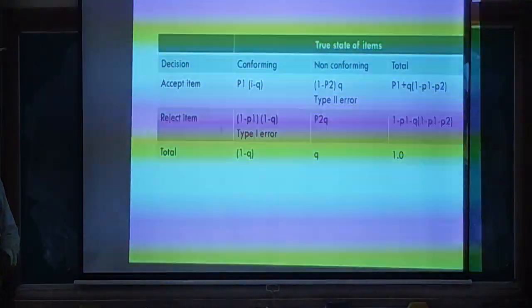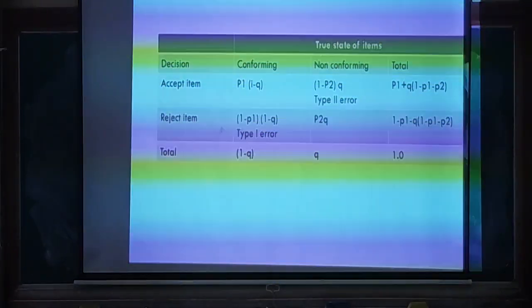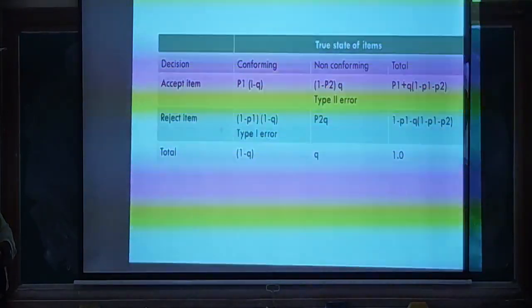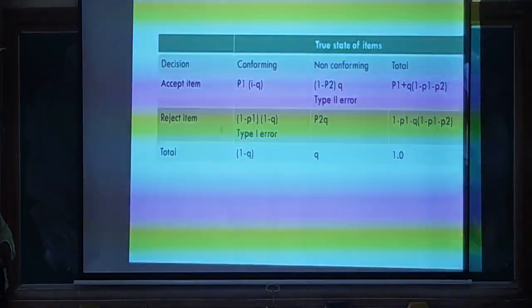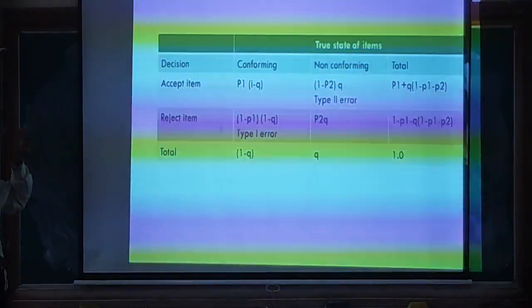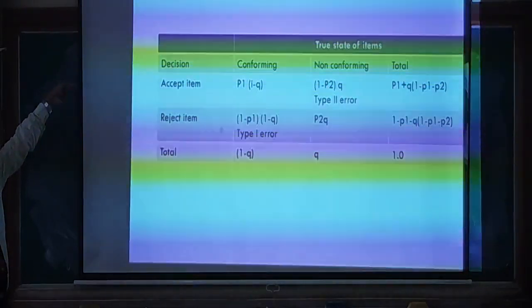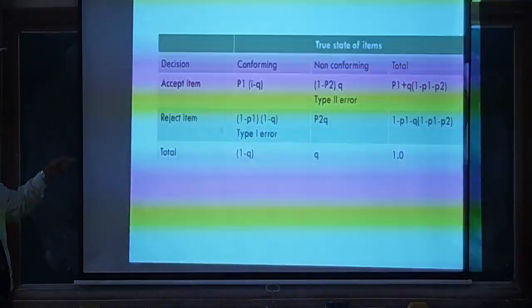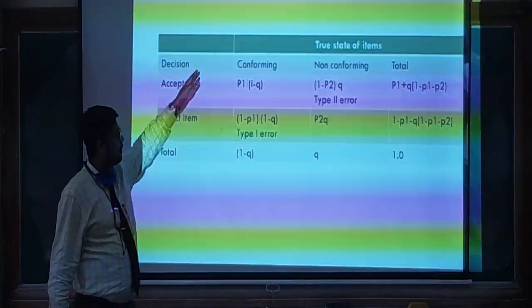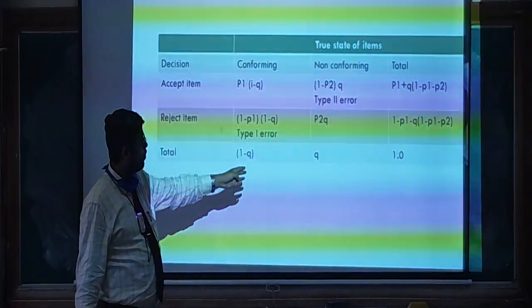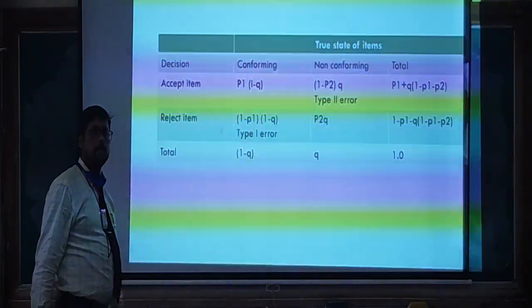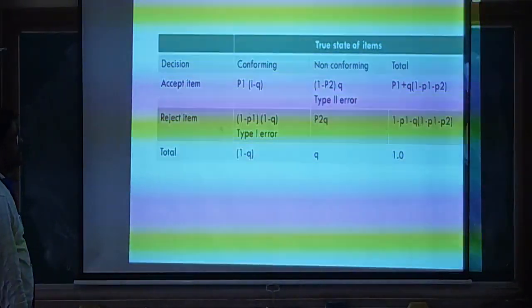So here, this particular table, I want to explain: possible outcomes in the inspection procedure given Q, P1 and P2. This is the true state of the items. If the true state is like this, then the decision is to accept the item or reject the item, and what the total items are. The first column is confirming, the second column pertains to non-confirming, and the third column pertains to the total items, that is, how many items are there in the true state.